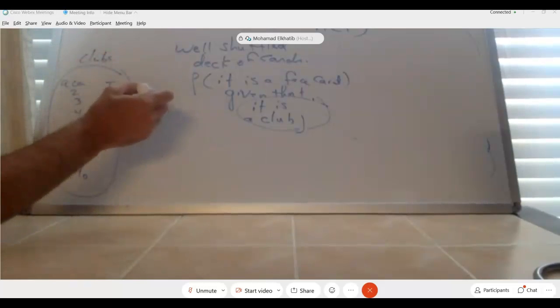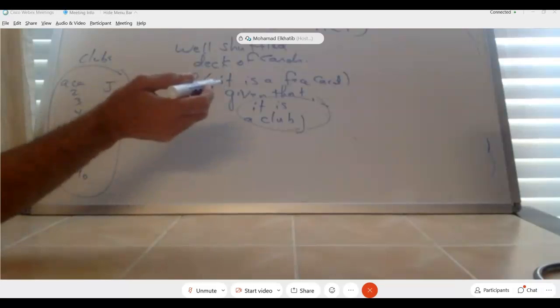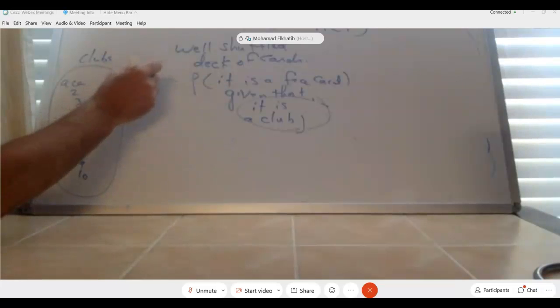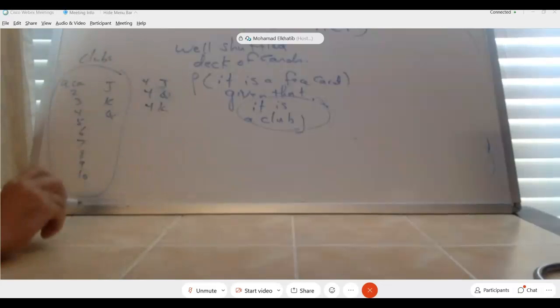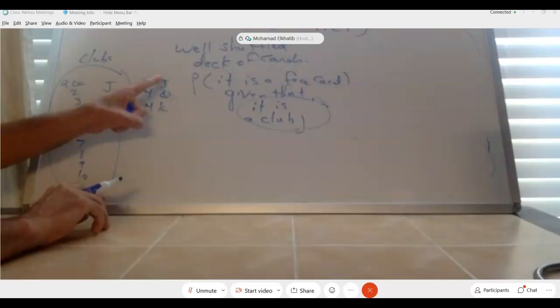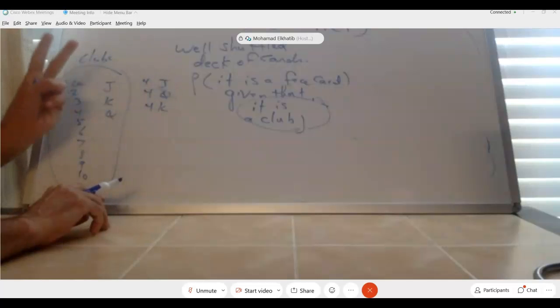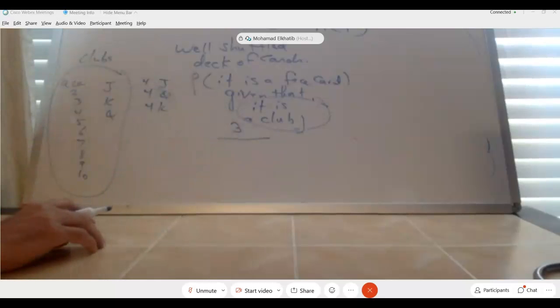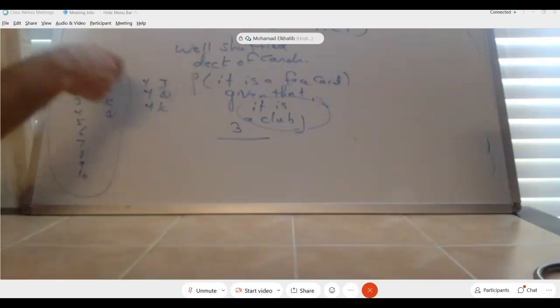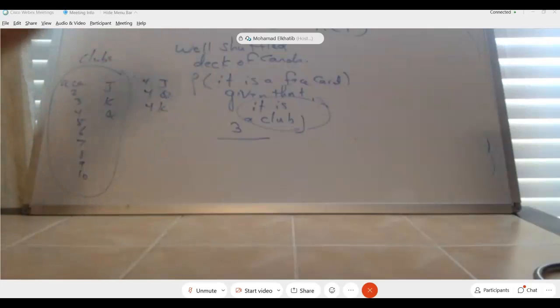What are the face cards? You have 4 jacks, 4 kings, and 4 queens. Do you agree? What's common between them? There is 1 jack that's a club, 1 queen that's a club, and 1 king that's a club. So I have 3 common between them, because the rest, the hearts and the diamonds and the spades, are not in common.